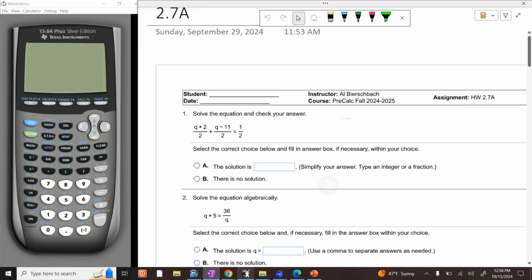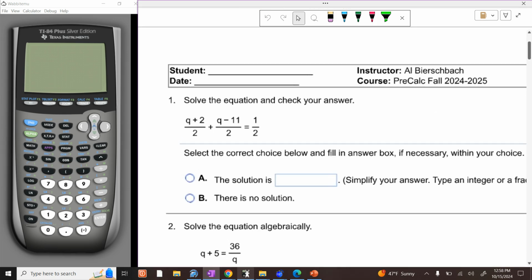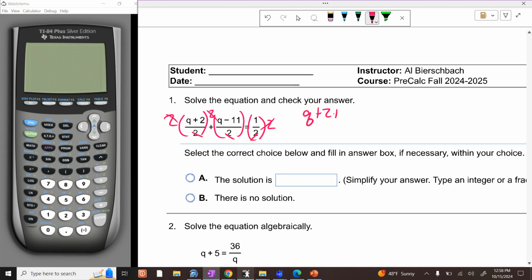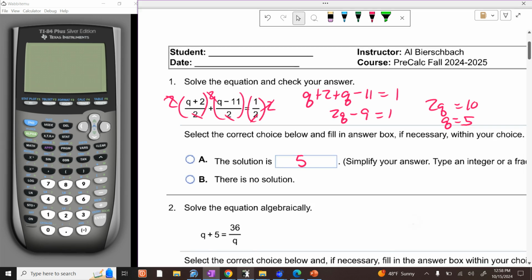So let's look at this. It says solve the equation and check your answer. What would you multiply everything by here? 2. Multiply this by 2, this by 2, and this by 2. The 2's cancel here, cancel here, cancel here. So it's q plus 2 plus q minus 11 equals 1, or 2q minus 9 equals 1, 2q equals 10, q equals 5, and that's going to check, trust me.